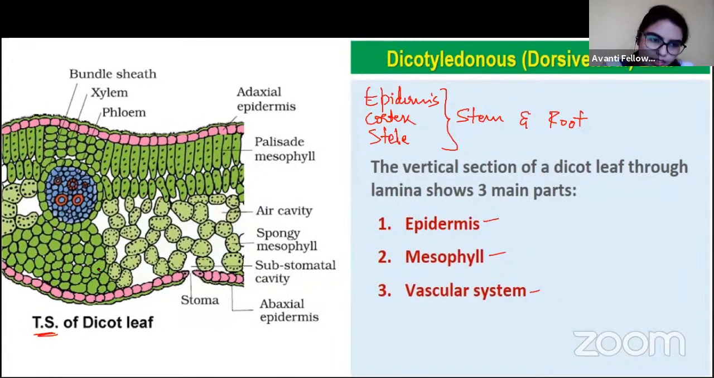Okay, now look at this section, guys. Okay, so here which is the, right. So first you need to understand the epidermis and then mesophyll and then vascular system. Okay, so epidermis is what? In the leaf, you're going to see the two epidermis, that is upper epidermis and the lower epidermis. Here they have written as adaxial epidermis. This is nothing but the upper one.